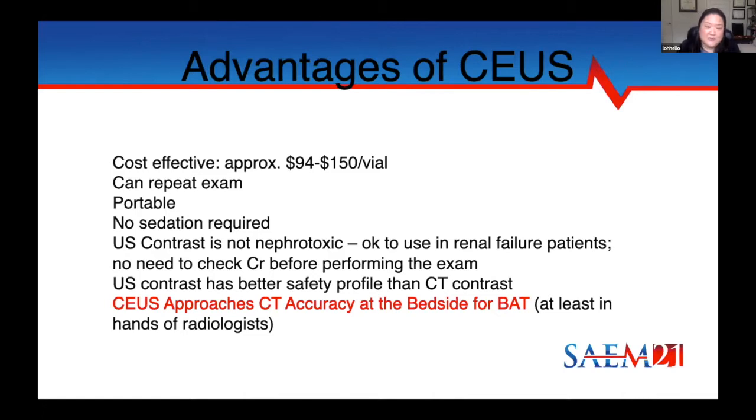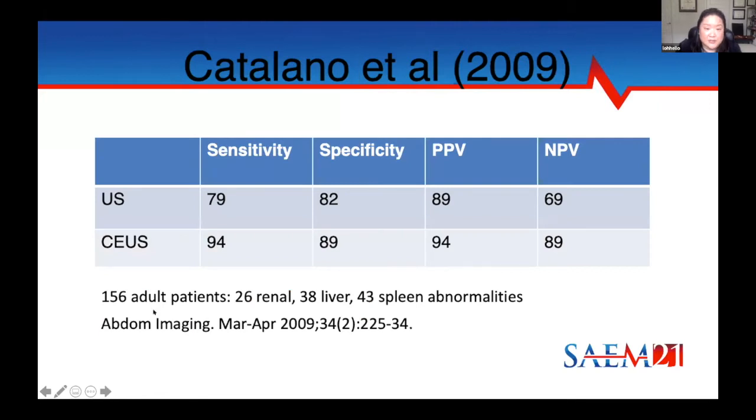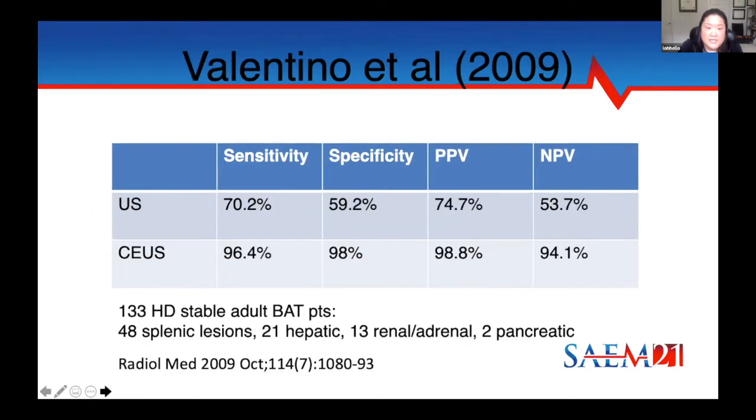And so as promised, we want to show you that contrast enhanced ultrasound approaches CT accuracy at the bedside for blunt abdominal trauma, at least so far in the hands of radiologists. There have been many studies, mostly in Europe, which show an amazing sensitivity and specificity for contrast enhanced ultrasound. In this 2009 Catalano study of 156 patients with 26 renal, 38 liver, and 43 spleen abnormalities, CEUS had 94% sensitivity compared to standard FAST exam with 79% sensitivity. And the specificity was 89% versus 92% using traditional ultrasound.